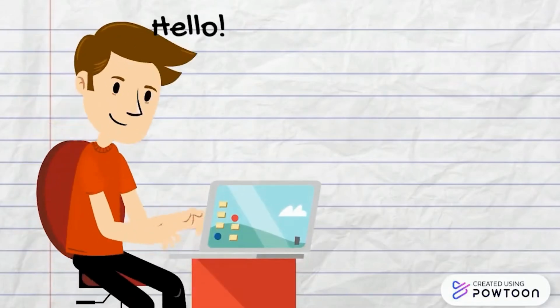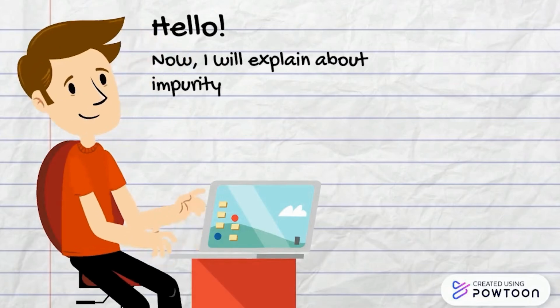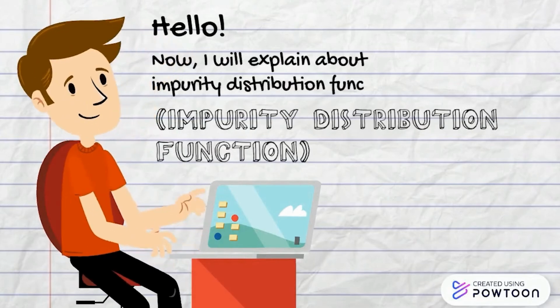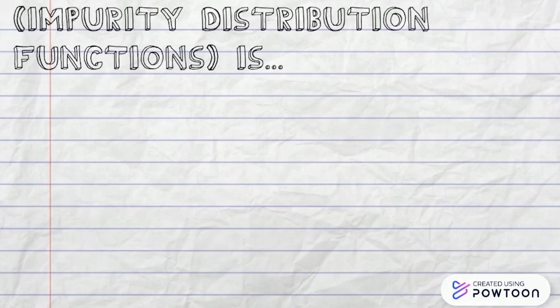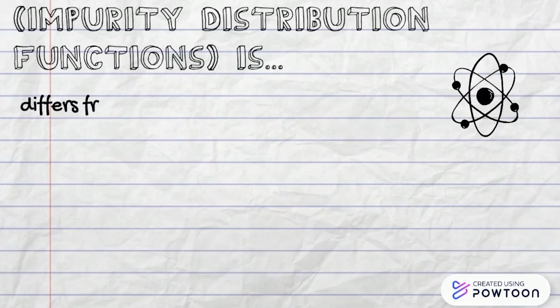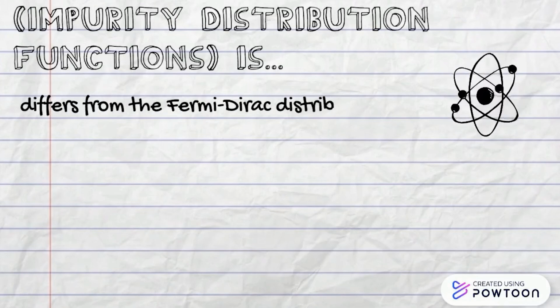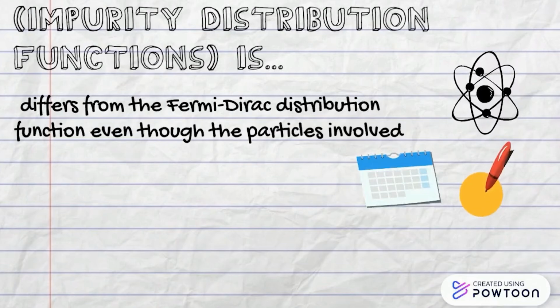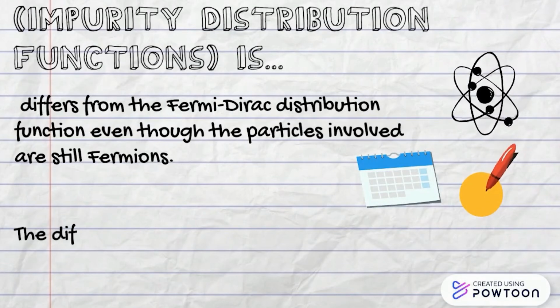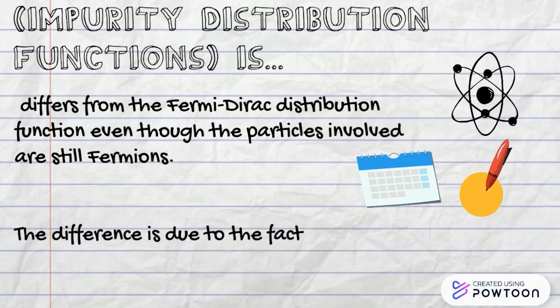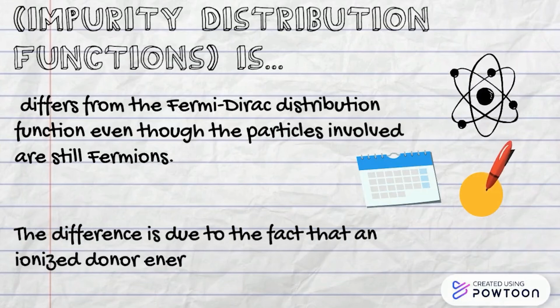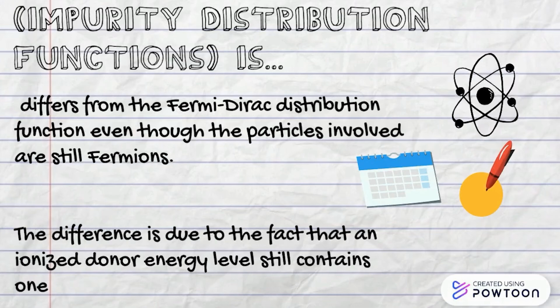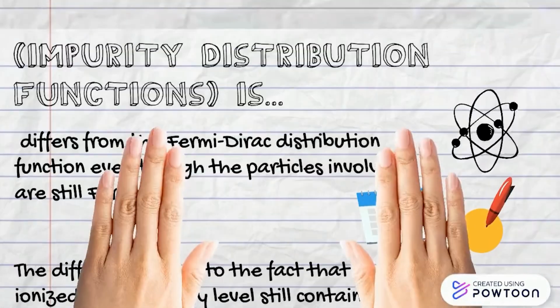Hello, now I will explain about the impurity distribution function. The impurity distribution function is different from the Fermi Dirac distribution function, even though the particles involved are still fermions. The difference is due to the fact that an ionized donor energy level still contains one electron with either spin.